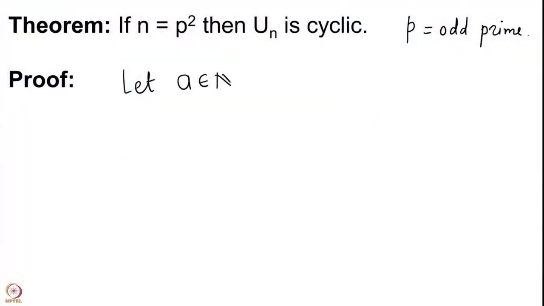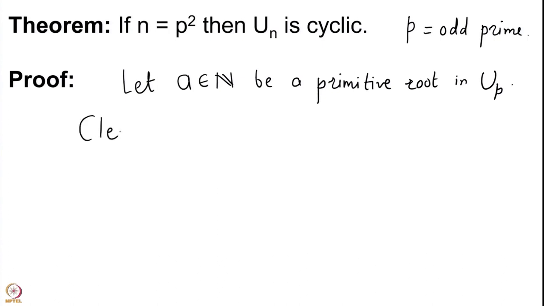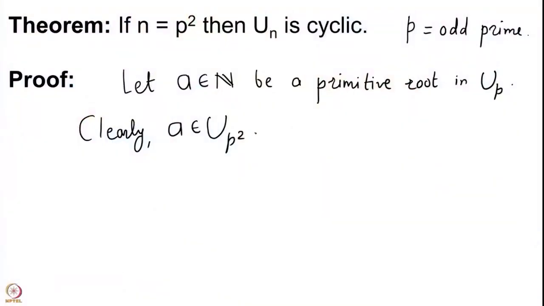So, let a in the natural numbers be a primitive root in U(p). So, modulo p, this element a is a primitive root. So, clearly first of all a is an element in U(p²). This is because if a is a primitive root in U(p), then a is an element in U(p). So, a is coprime to p, therefore, a is coprime to p², and so a is an invertible element modulo p². So, a is our element in U(p²). Let the order of a in U(p²) be d.